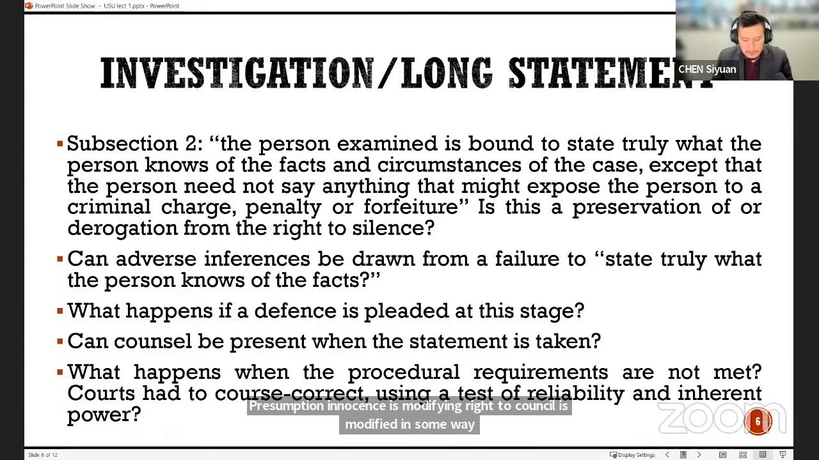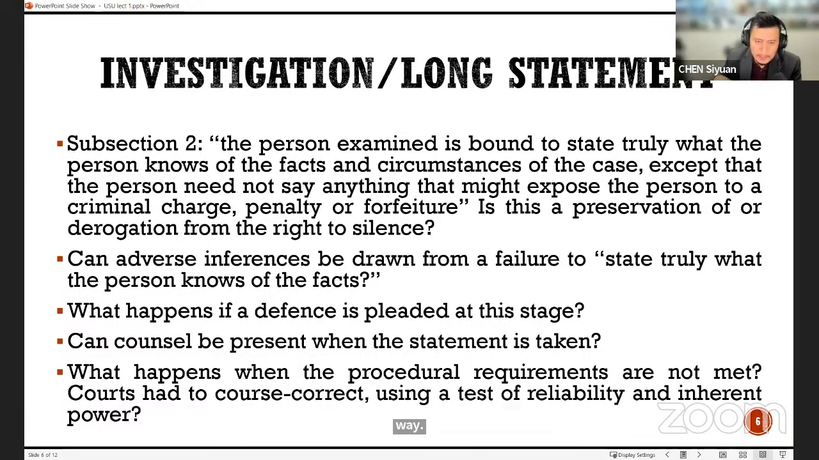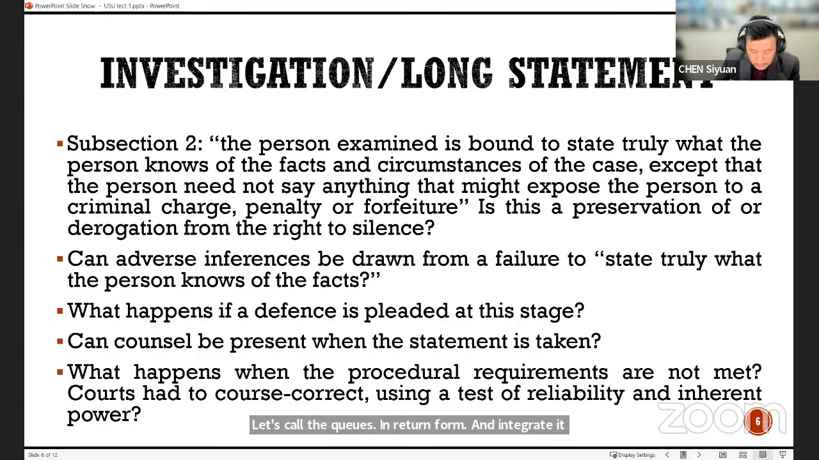Finally, what happens if the procedural requirements are not met? So in the previous slide, I had said that there are 4 procedural requirements when you take a witness statement or a long statement. It needs to be signed, read over to the accused in written form, and interpreted. What if you don't do these things? What if the police does not do these things?